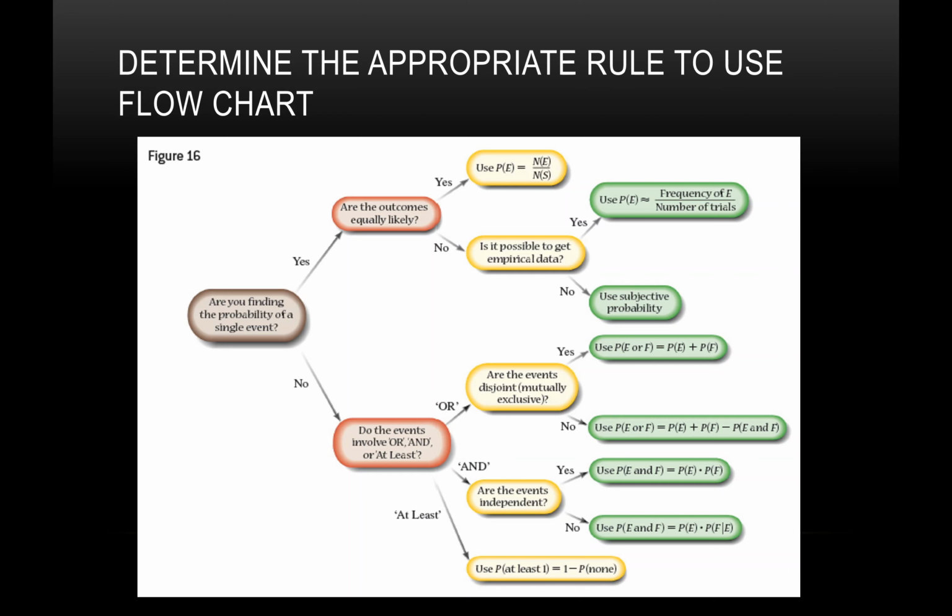If you answered no to the first question, is it a single probability, then we move to the bottom and ask, do the events involve an or, an and, or at least? If it's or, then you move to or, and are they mutually exclusive? Obviously, there are two different formulas. If you move to and, then it's two different formulas. And if you move to at least, then you're using the complement. So we've talked about all of these in the past.